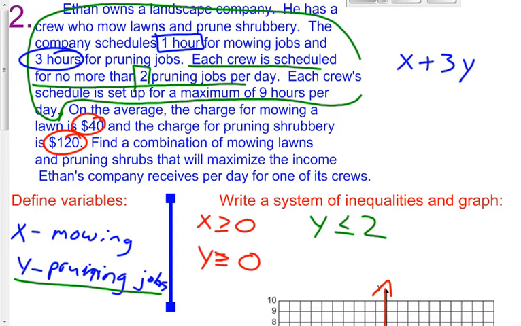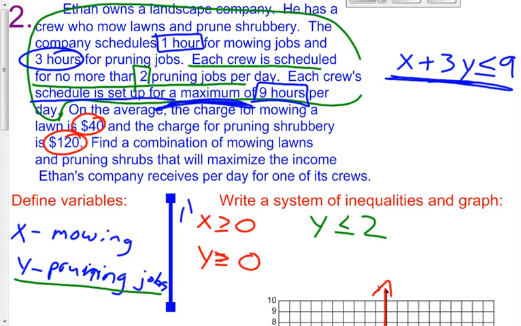Now, the amount of hours that they work in a day cannot go more than 9. The maximum hours that this schedule is set up for is 9 hours. So I know with a combination of their mowing and their pruning that it has to be less than or equal to 9. They can work 9. It can be equal to 9, but it cannot be anything greater than 9. So this is your fourth and final equation. Here's 1, here's your second, here's 3, and here's your fourth and final equation.